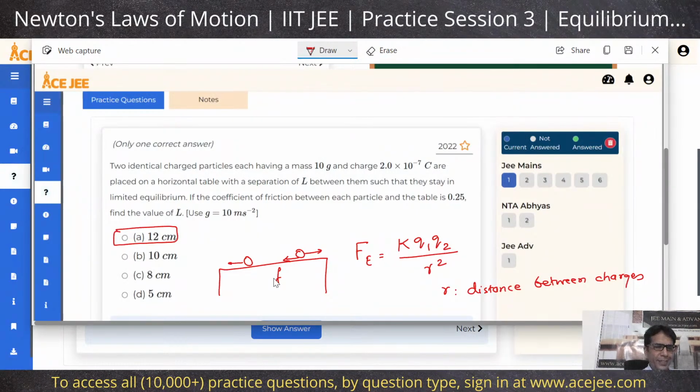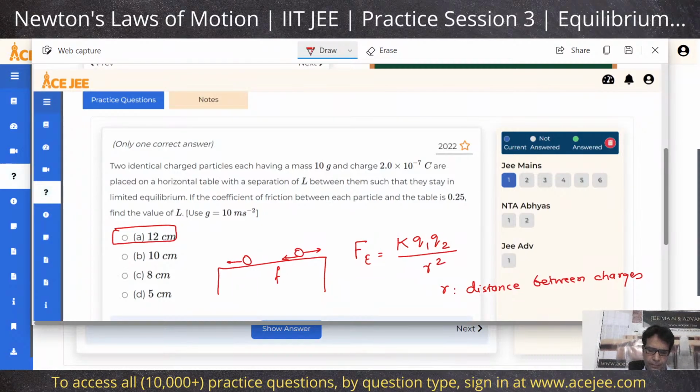So we talk about limited equilibrium. So I think what they mean to say is this is the limiting scenario. It's an about-to-slip situation. So Ruchika, beta, I think that's how you have done it, correct? Yes, sir. Okay.